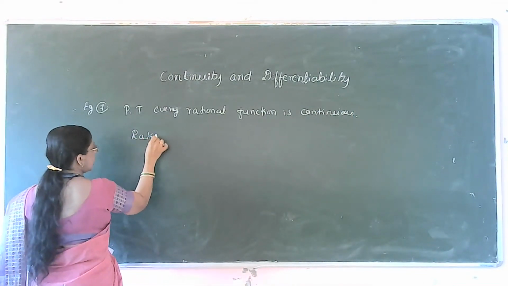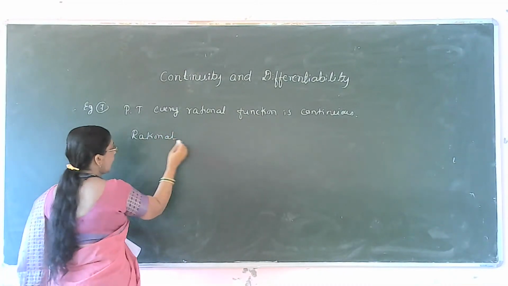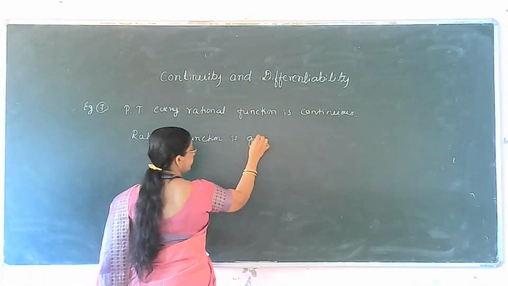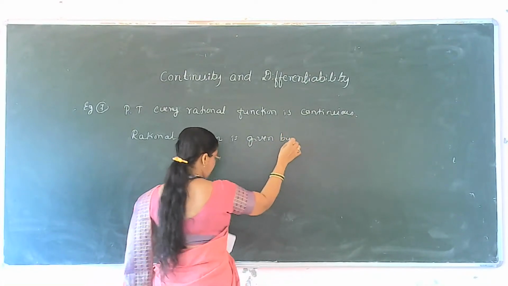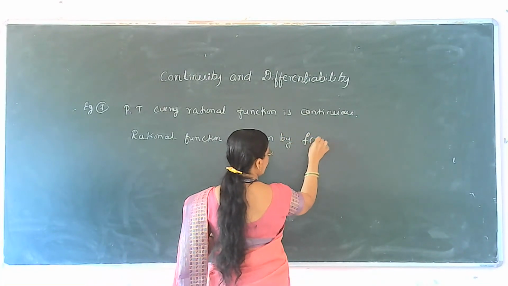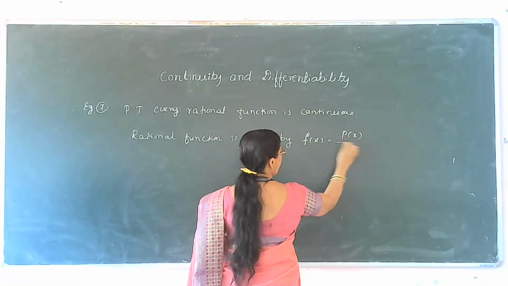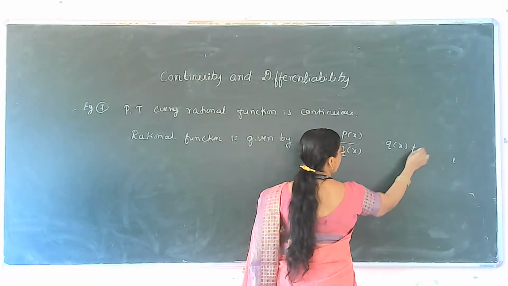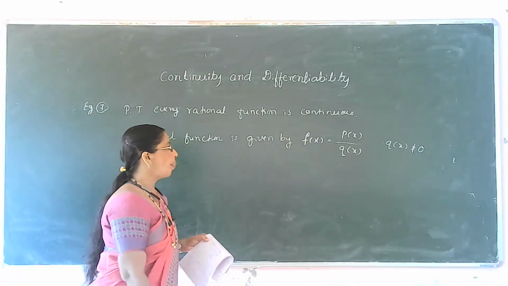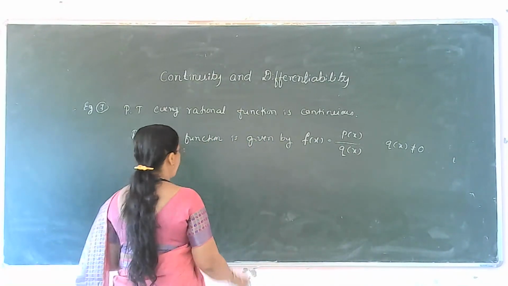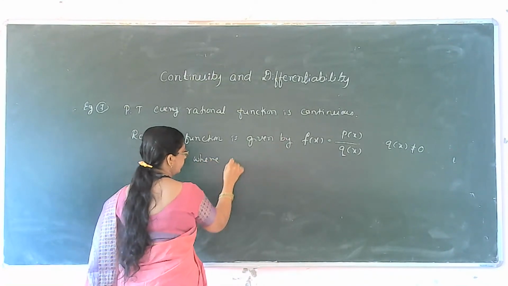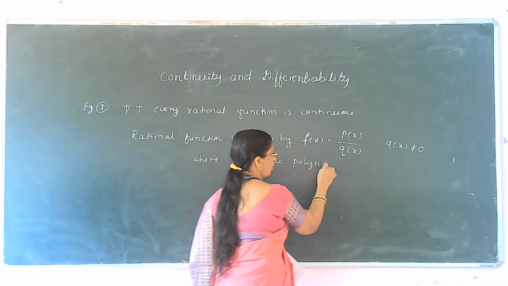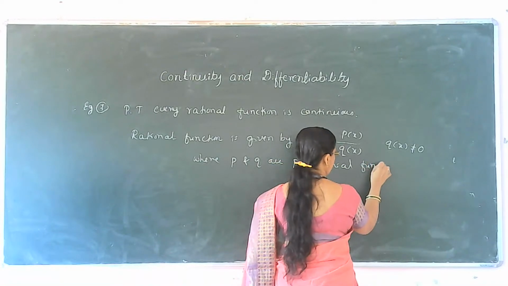Rational function. You already studied this in the first video. A rational function is given by f of x equal to p of x divided by q of x, provided q of x is not equal to 0, where p and q are polynomial functions.